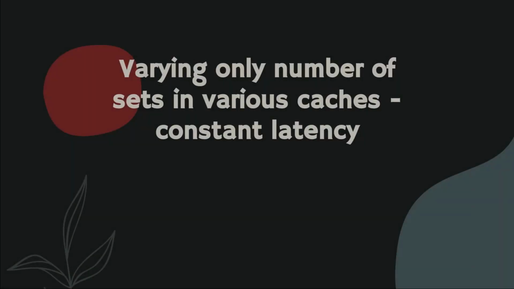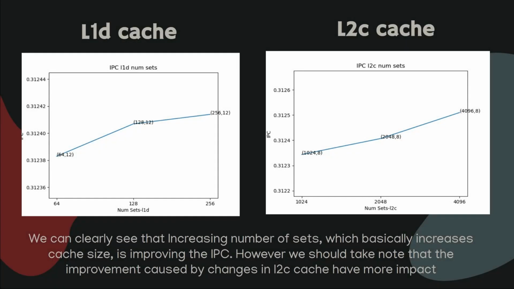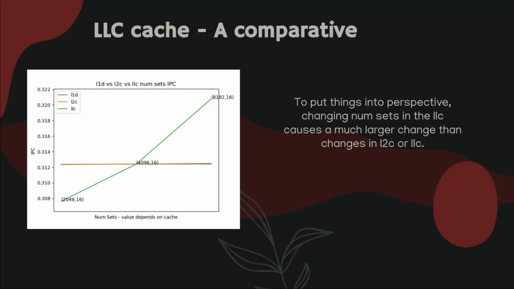Okay. Then we varied the number of sets. Again, we had to do this for different caches. So for L1 caches and L2C caches, we have done it here. As you can see, L2C caches have a greater impact. The reasons are similar. Here's a comparison.